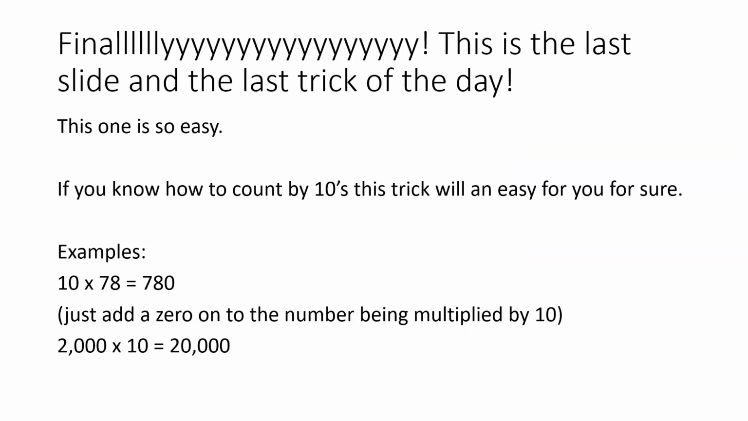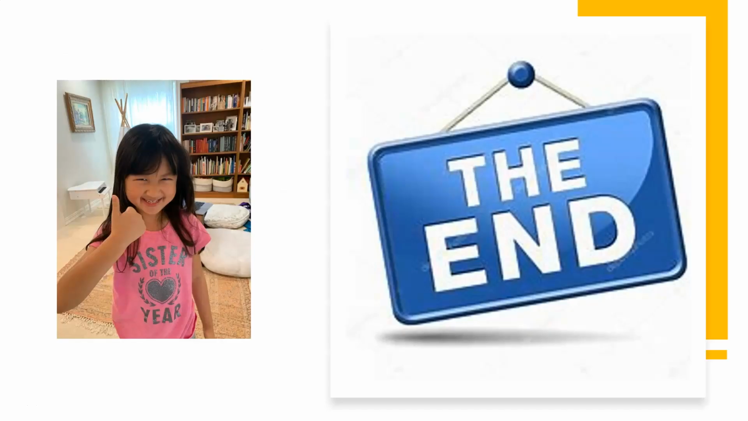Finally, this is the last slide and the last trick of the day. This one is so easy. If you know how to count by 10s, this trick will be easy for you for sure. Examples. 10 times 78 equals 780. Just add a 0 onto the number being multiplied by 10. 2,000 times 10 equals 20,000. The end. Yay! Bravo! And that's a wrap.